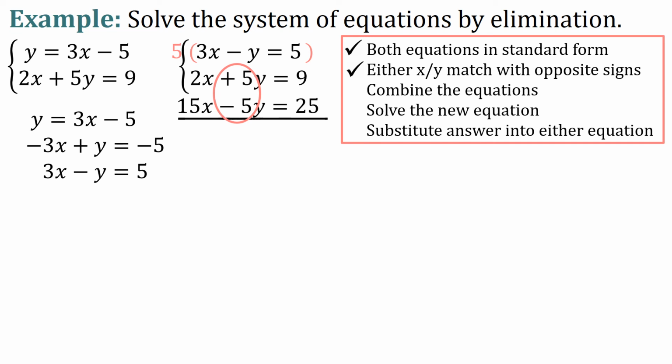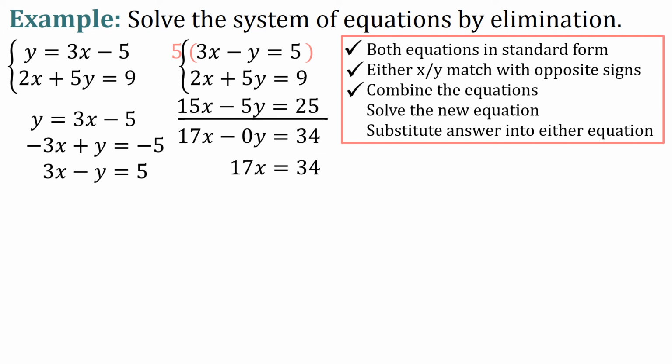So now I need to combine the equations. 2x and a positive 15x combines to 17x. Positive 5 and negative 5 simplifies to 0. There we go. It eliminated. 9 and 25 equals 34. If your variable doesn't match with opposite signs, it will not eliminate like this, and then you have not achieved the method of elimination. So let's rewrite it in a nice, neat form.